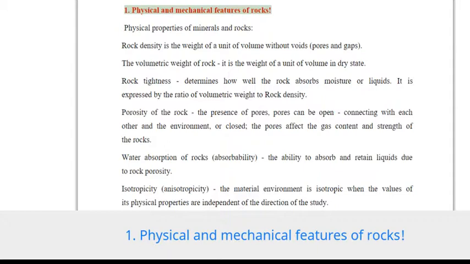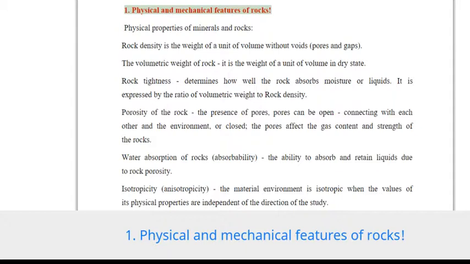Water absorption of rocks. Absorbability, the ability to absorb and retain liquids due to rock porosity. Isotropicity and anisotropicity. The material environment is isotropic when the values of its physical properties are independent of the direction of the study. Continuity. Homogeneity. A material body is called homogeneous if its physical properties are the same at every point.